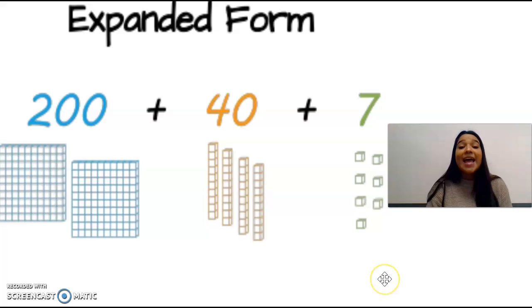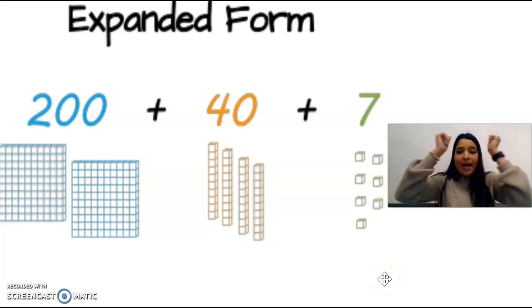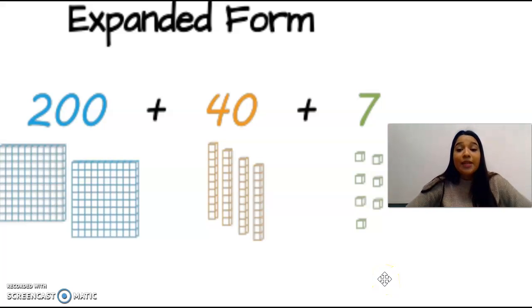Expanded form. Expanded form is when we take apart a number. So let's look at the number 247 again. So in expanded form, we have 200 plus 40 plus 7. So it's still 247, but we just took it apart.